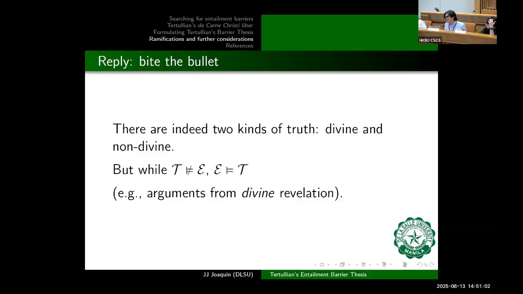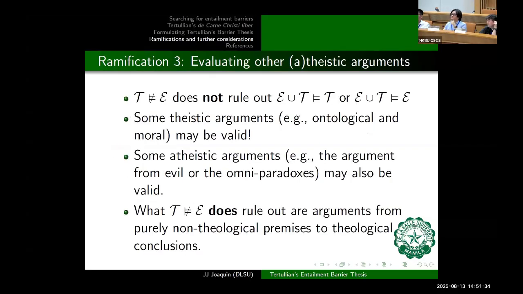Well, our reply might be, well, there are indeed two kinds of truths, divine truths and non-divine truths. But while you can't have the barrier, that is divine conclusions from non-divine premises, you could have these kinds of argument forms, and they're valid. That is, arguments from divine revelation, the problem of evil, moral arguments will be valid arguments here, at least.